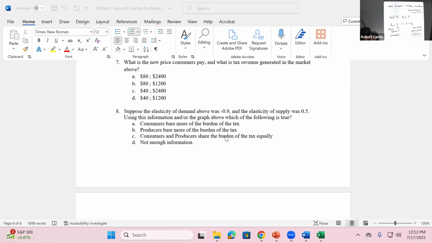What would have to be true if they share the burden of the tax equally? I would have to have the exact same elasticity, so like negative 0.5 and 0.5. There they would share it evenly.